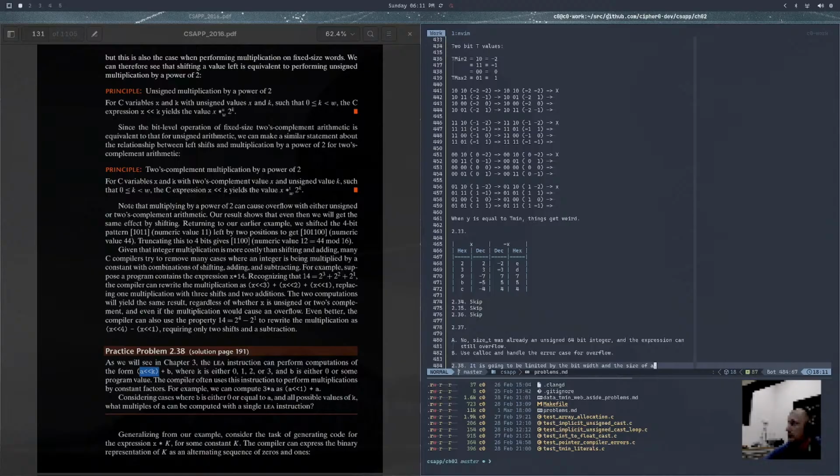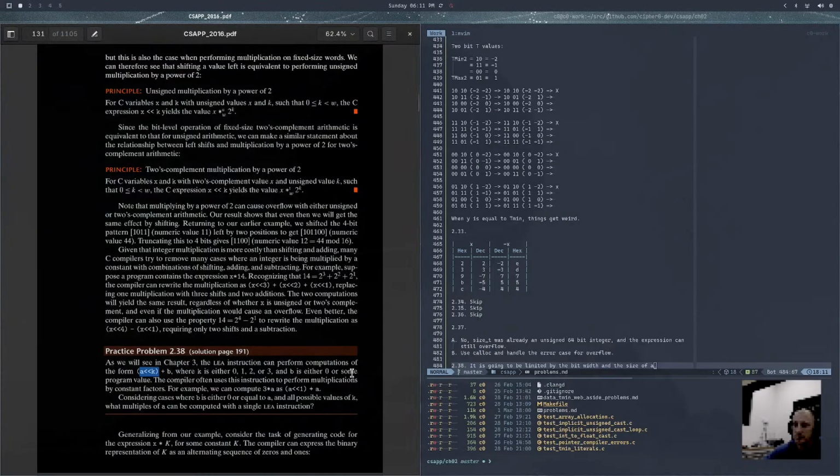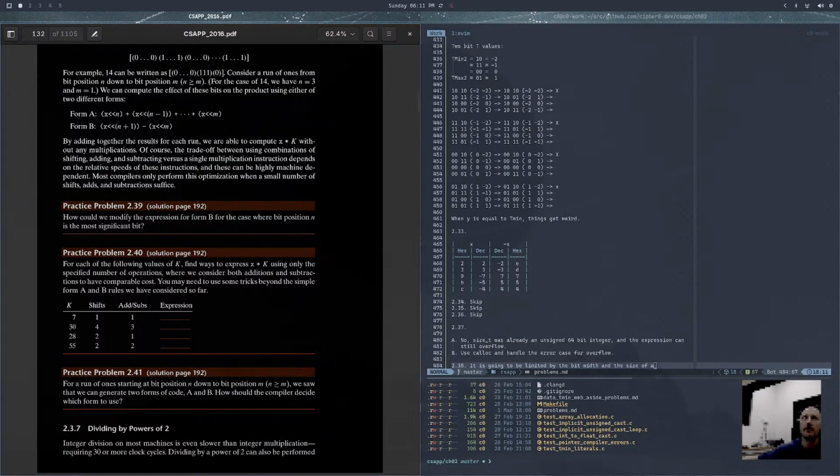Generalizing from our example, consider the task of generating code for the expression x times k for some constant k. The compiler can express the binary representation of k as an alternating sequence of zeros and ones. This stuff I'm not interested in at all. For example, 14 can be written as a run of ones. Consider a run of ones from bit position n down to bit position m. For the case of 14, we have n equal to 3 and m equal to 1. Compute the effect of these bits on the product using either of two forms. By adding together the results of each run, we are able to compute x times k without any multiplications.